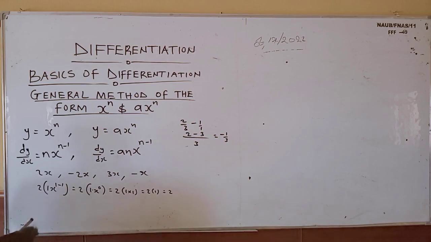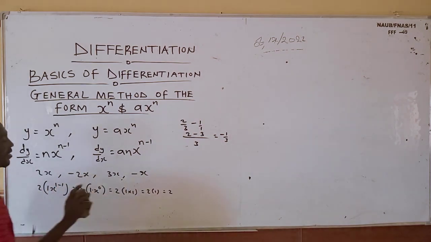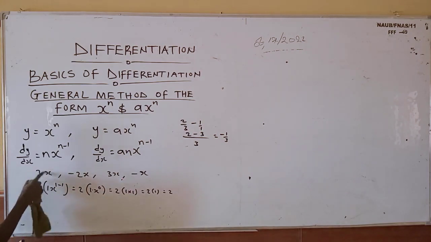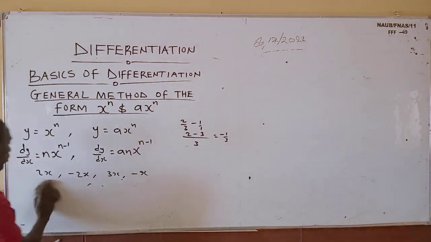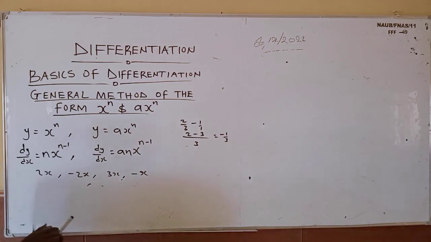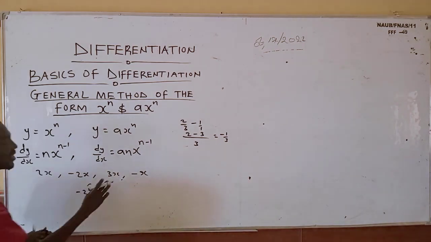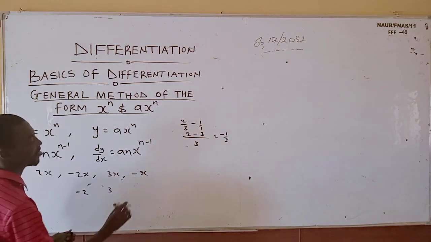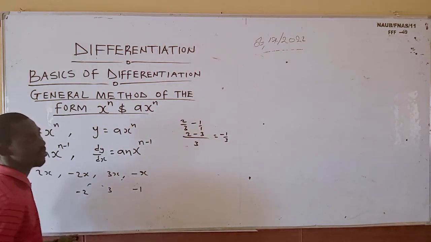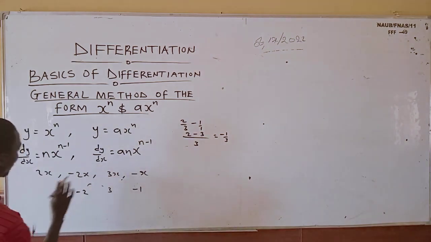You get this? So what this means is that anytime you are having anything like this, your answer is always the coefficient of s. Do you get that? So this is how we go about this. So now if you differentiate minus 2s, your answer is what? Minus 2. If you differentiate 3s, your answer is what? 3. If you differentiate minus s, your answer is what? Minus 1. Now let's do this now.